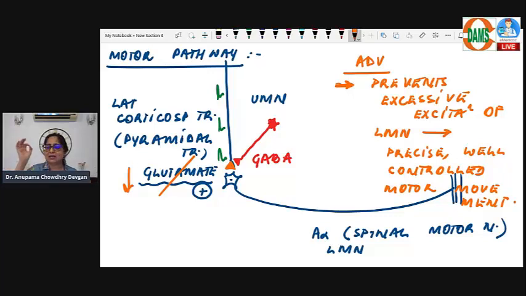See, motor movements are extremely precise, controlled. So, of course, there is the role of the cortex, there is a role of the cerebellum, there is a role of the basal ganglia, but even at the level of the spinal cord, there is control which is present. One of them is this presynaptic inhibition. This is, as far as the advantage of a presynaptic inhibition of the motor pathway is concerned, it prevents an excessive excitation of the lower motor neuron, and that results in a precise and a well-controlled motor movement. Okay?